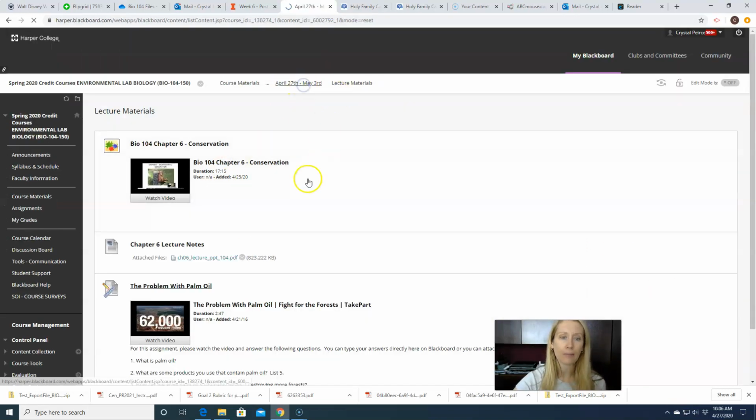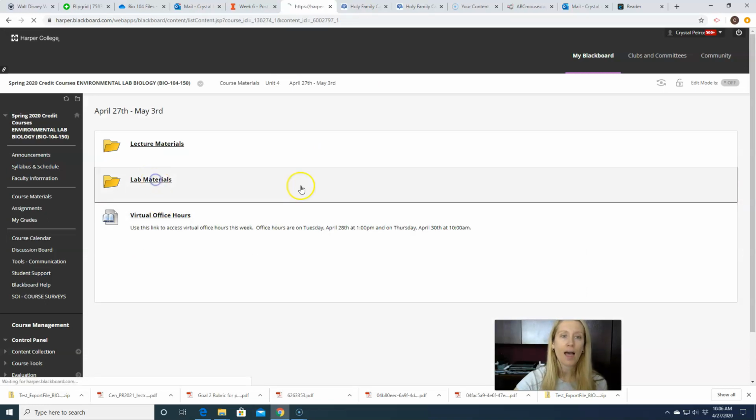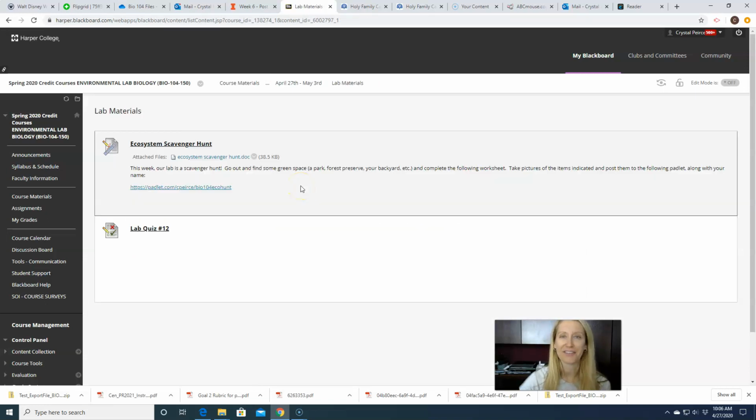As far as lab is concerned, lab is a little different. We're no longer going to be using the lab manuals. So we're essentially done with the lab manual at this point. I made this decision based on the fact that the lab that was originally scheduled for this week, the wildlife lab, is the lab that we were going to do, and it's just too hard to accomplish that using simulated data.